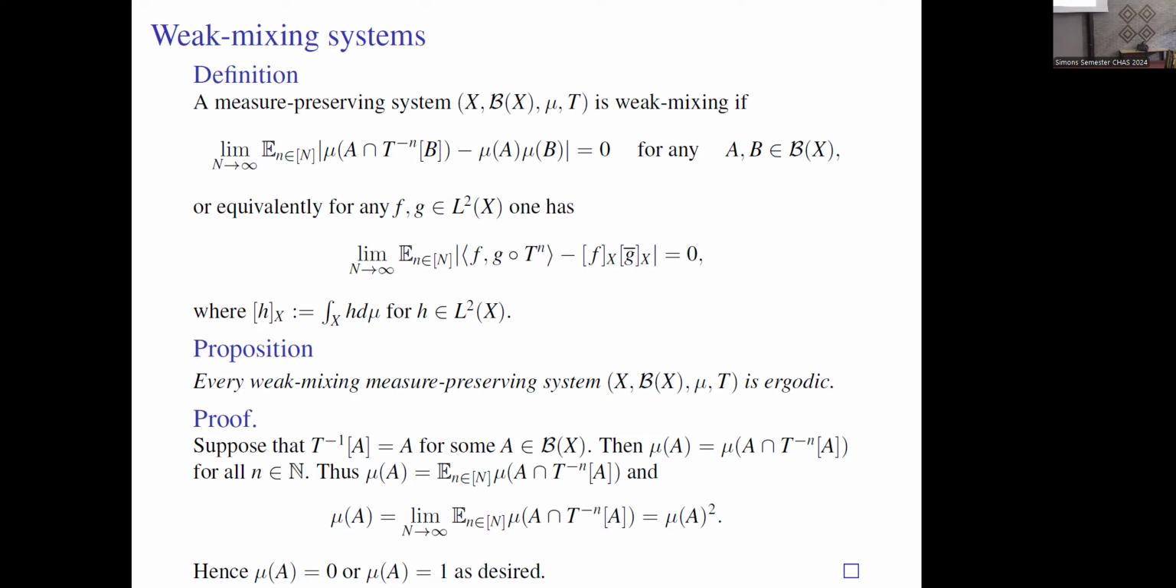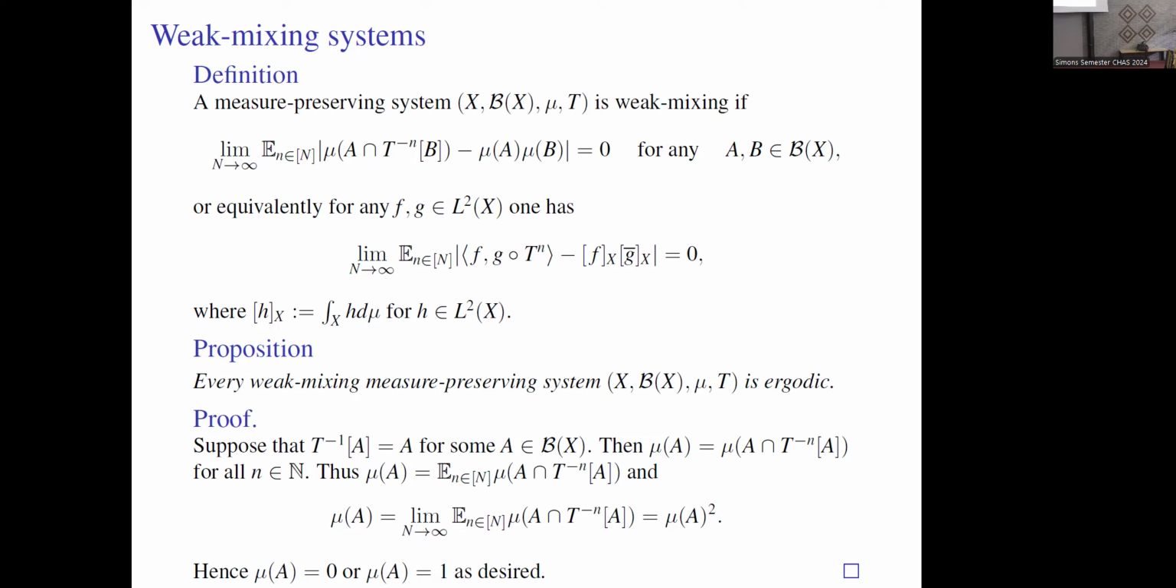Strong mixing means that the limit of this without the average converges to this product. So this is some kind of asymptotic independence, understood in a very strong sense. But here we can think that this is also some kind of asymptotic independence, but understood in a very weak sense, taken in average.